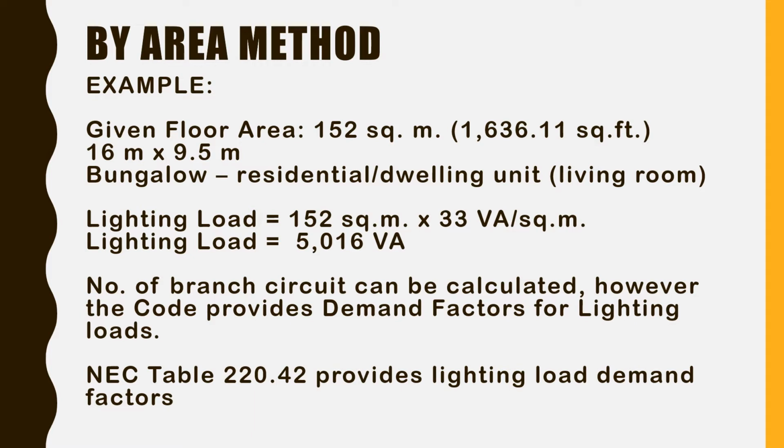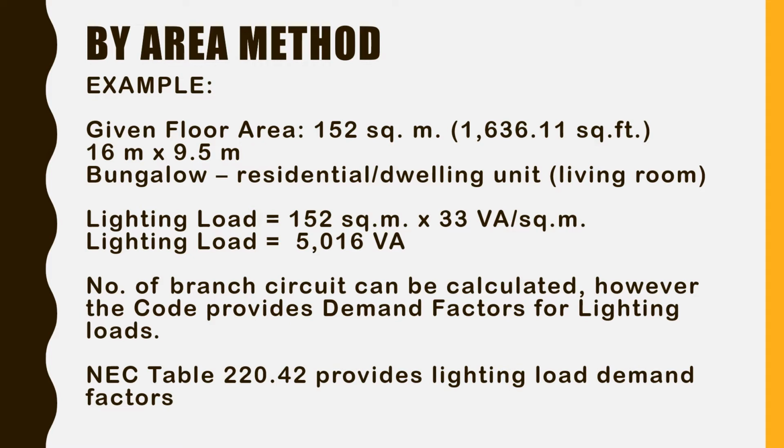We are going to calculate lighting for a living room in a residential area, or dwelling unit. So for the lighting load using the NEC, you remember that table. 152 square meters, this is our area, we multiply it by the 33 VA per square meter as mentioned previously in my NEC table. So the lighting load is equal to 5016 volt-amperes or VA. Here, the number of branch circuits can be calculated. However, the code provides demand factors for lighting loads.